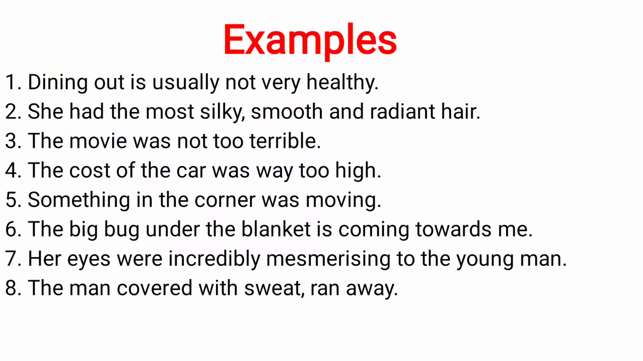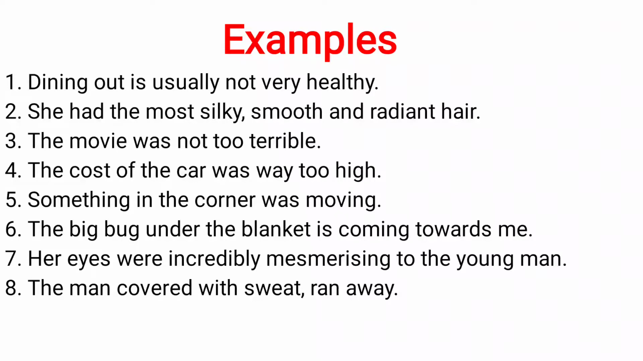Let us take another example. She had the most silky, smooth, and radiant hair. So here we are talking about silky, smooth, and radiant hair. So hair is the noun and they are directly linked with this hair without any verb in between. So that is why this particular group of words will be known as adjective phrase. And what kind of adjective phrase is this? This is attributive adjective phrase because there is no linking verb here. I hope now you have understood the difference between attributive adjective phrase and predicative adjective phrase.